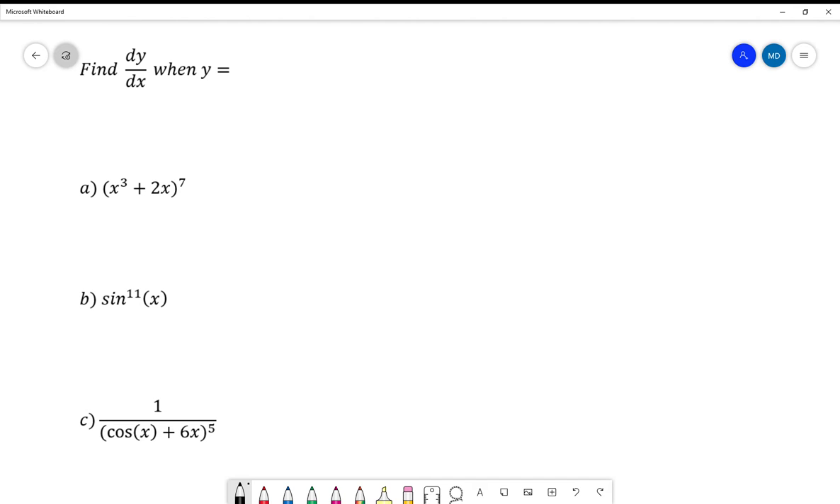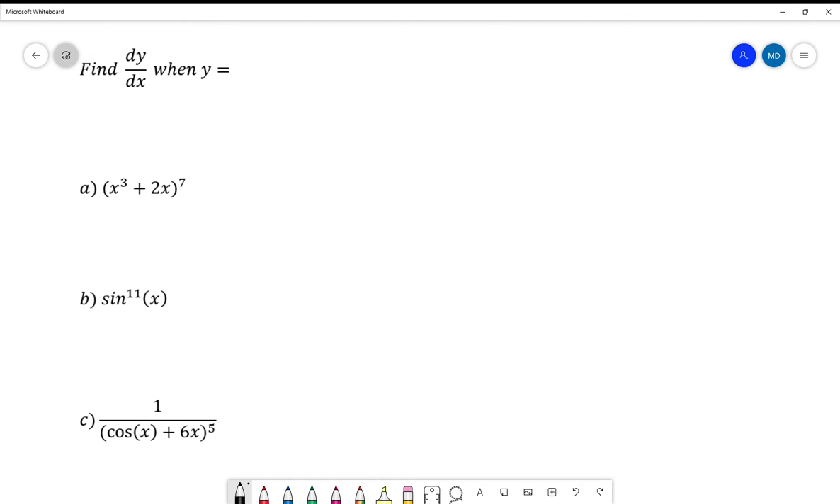Okay, so first of all, we're going to have a go at some derivatives. We're going to find dy by dx when y is each of these three different functions. I'm going to go through these quite quickly because they're there to demonstrate a point rather than being the key part of the lesson. So I would recommend pausing the video and having a go at these yourself first so that you get the full sense of what's going on.